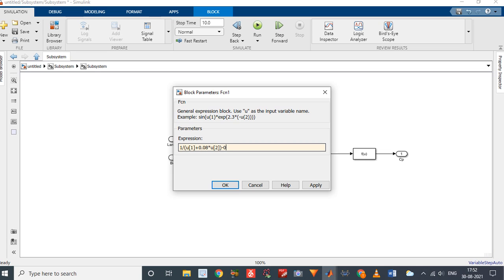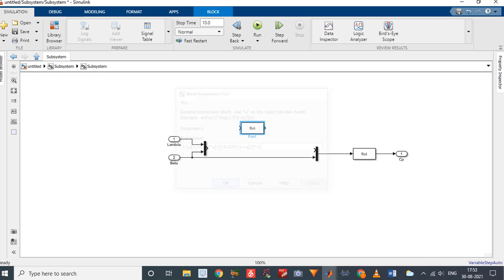Minus 0.035 divided by 1 plus u of 2, second input, to the power cube, beta cube. The equation is 0.035 upon 1 plus beta cube. That's why I'm writing like this. Okay, it's over. Apply and give OK.